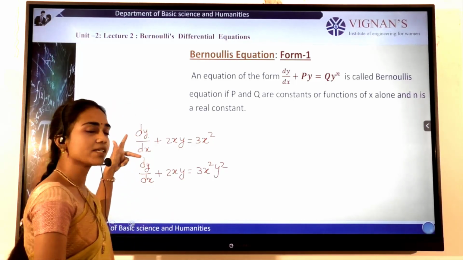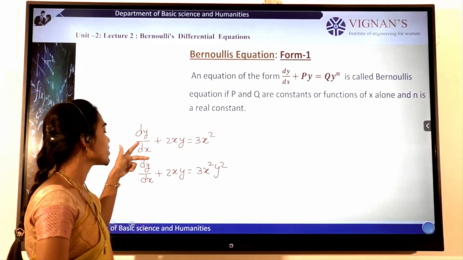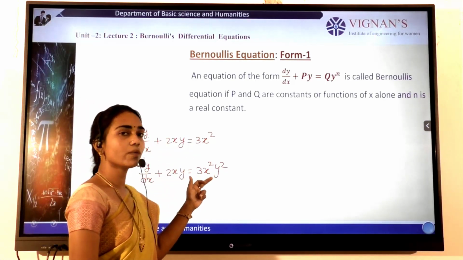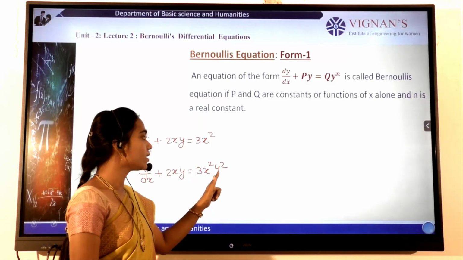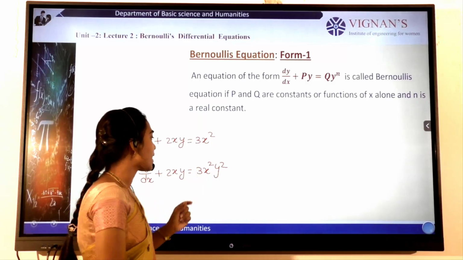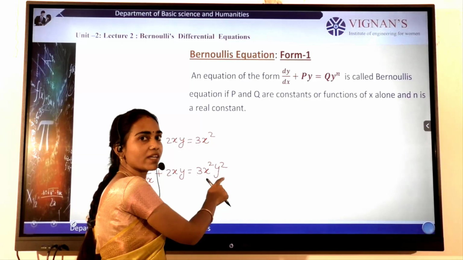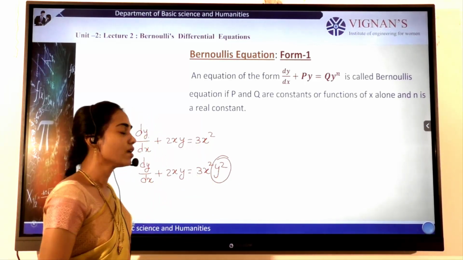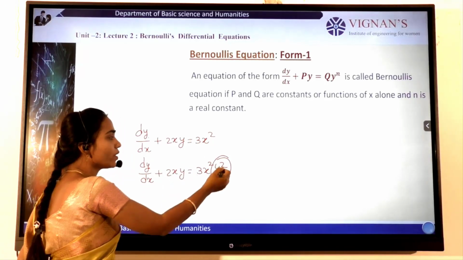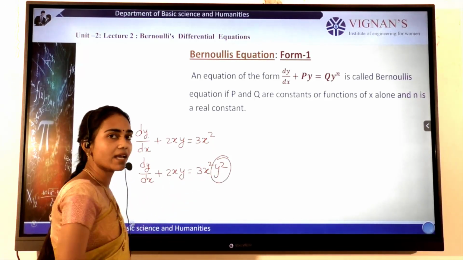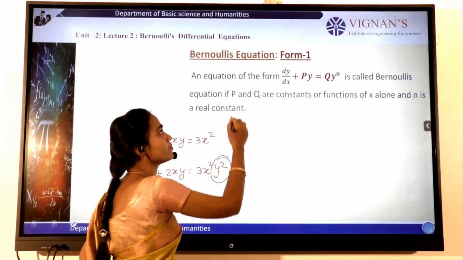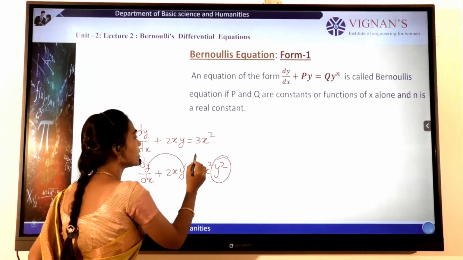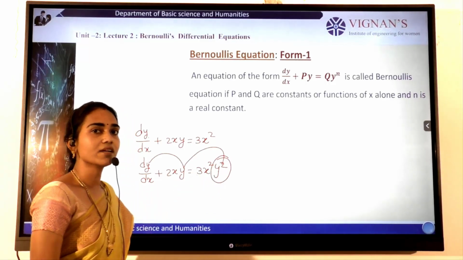First, let us observe the first term. The first term is same for the equations and the second term is also same. Now coming to the third one, we have an extra term on the right hand side as a multiple of 3x square, that is y square, right? The difference between these two is the term y square. So, an extra dependent variable y, if present on the right hand side, that equation comes under Bernoulli's differential equation in y. So, if you observe, this is an extra term on the right hand side, y square.